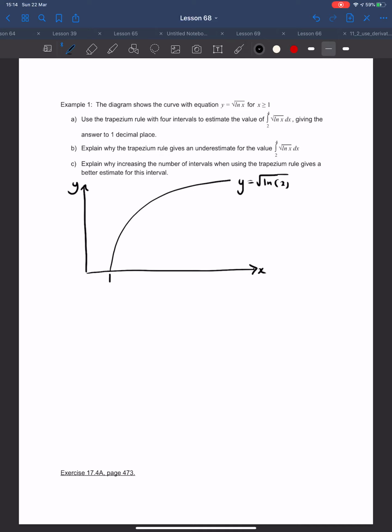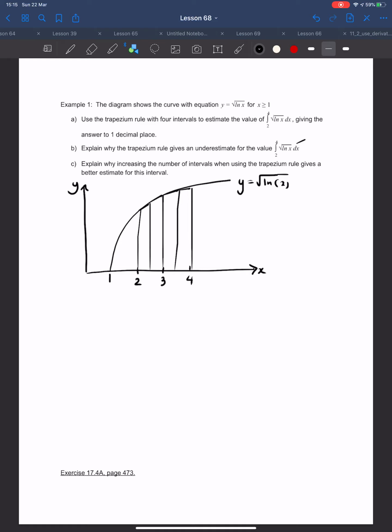Right, use the trapezium rule with 4 intervals to estimate the value of the integral between 2 and 4. So that's 1, 2, 3, 4. We want 4 intervals, so we're going to split these into halves as well. So there's our 4 trapeziums. Give you the answer to 1 decimal place. Part B, explain why it gives an underestimate.